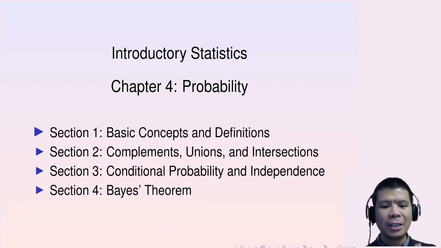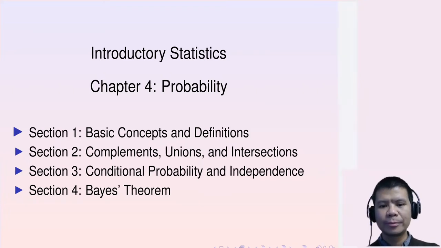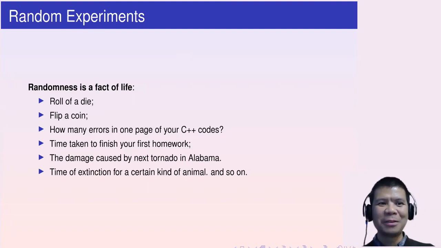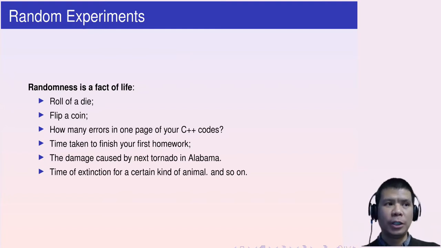Now, let's talk about Section 1, some basic concepts and definitions. This chapter is about probability. When we talk about probability, it is some chance, right? It is a chance of something occurring. For instance, if you buy a lottery, you may think about the probability of winning a lottery. It's pretty low, but you're talking about the chance or the probability of something.